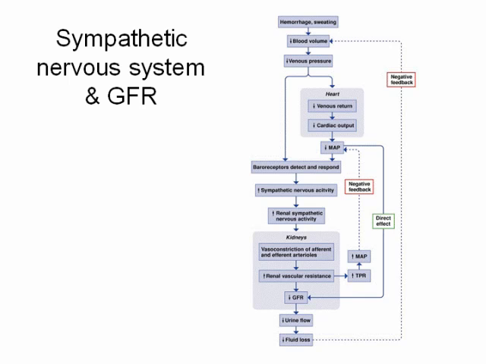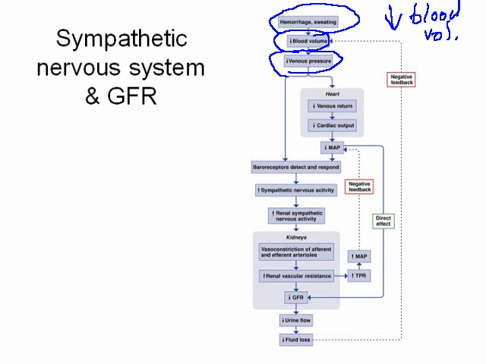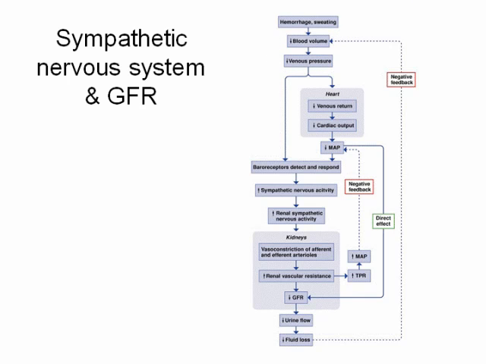Take a look at the sympathetic nervous system. So in this case, suppose we have hemorrhage or sweating. Either way, we are decreasing blood volume, decreasing plasma volume. So this decreases blood volume, decreases venous pressure. If you're decreasing venous pressure, you're decreasing venous return to the heart, which will decrease cardiac output, which will decrease mean arterial pressure. A decrease in mean arterial pressure is going to stimulate the baroreceptors, which will increase sympathetic nervous system activity.